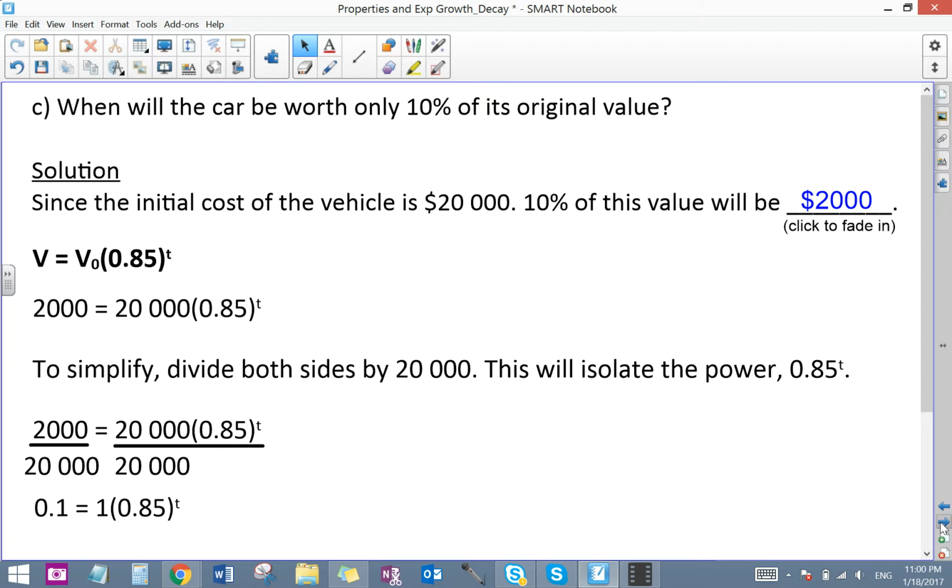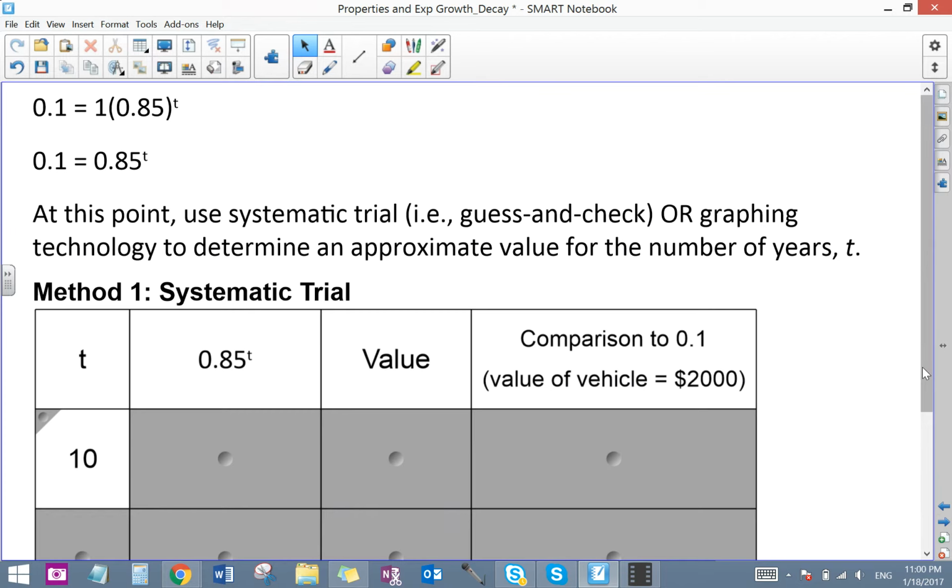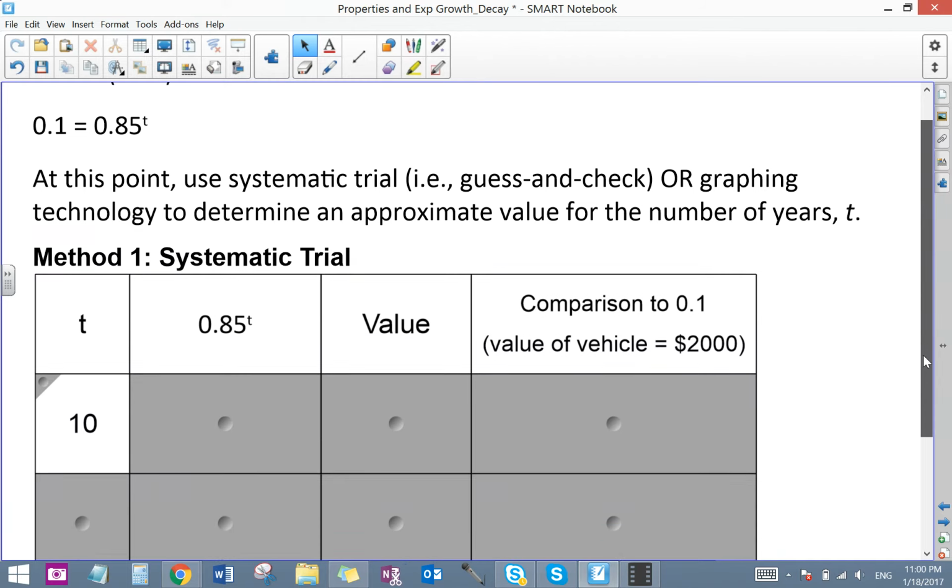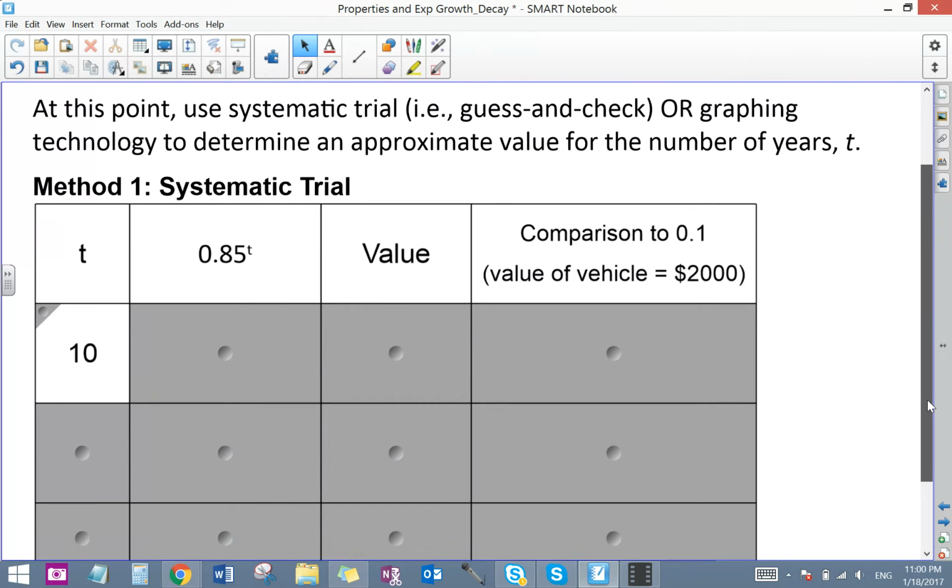Now moving forward from there, what we'll do is apply two different methods to this equation up here. So 0.1 is equal to 0.85 to the t. Beyond an algebraic method, which we can study at some other point in time, also in different math courses, you might see it post-secondary, we're going to use two different methods.